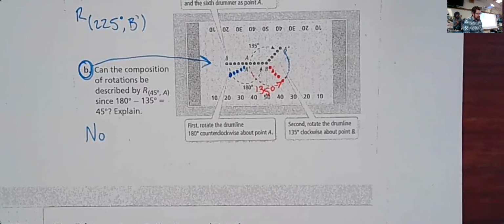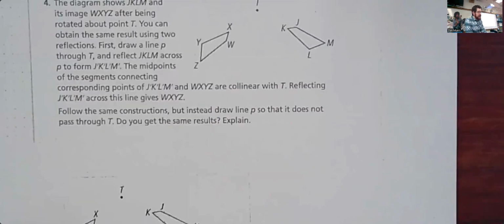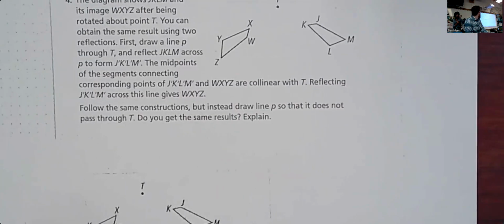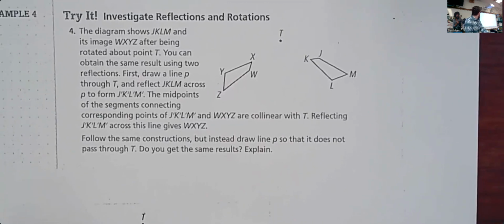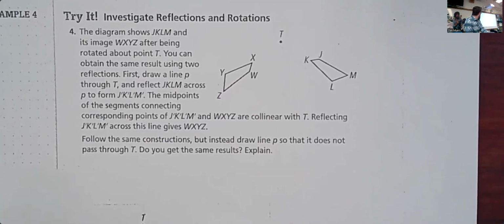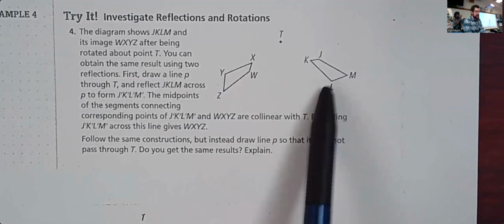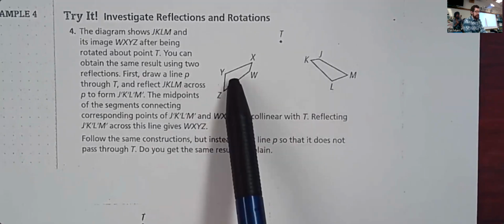All right, now the last thing I want to talk about here, example 4, is investigating reflections and rotations. This is something that you will see on today's assignment. It says the diagram shows JKLM and its image WXYZ. So we started off over here and we ended up over here.